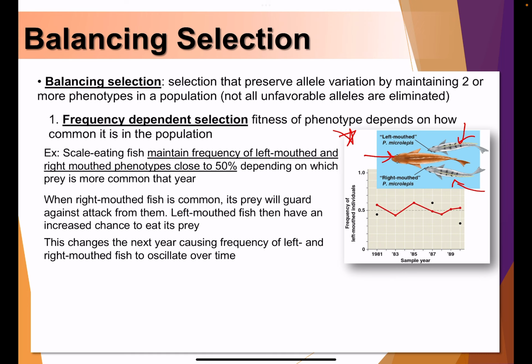So this can change from year to year, which causes the frequency of left mouth and right mouth fish to oscillate over time, as you can see here in this graph. So this is the frequency of left mouth individuals. One year left mouth individuals prevail. Next year, it goes down. Next year, it goes up. Next year, it goes down. So this is why it oscillates depending on the prey.